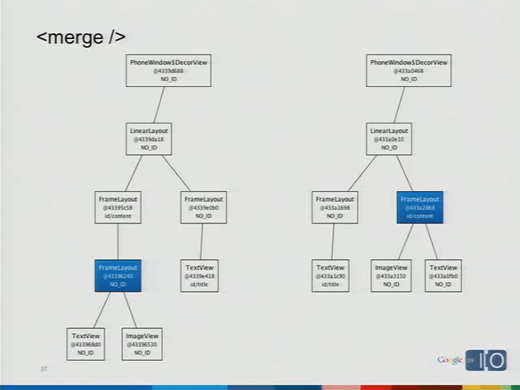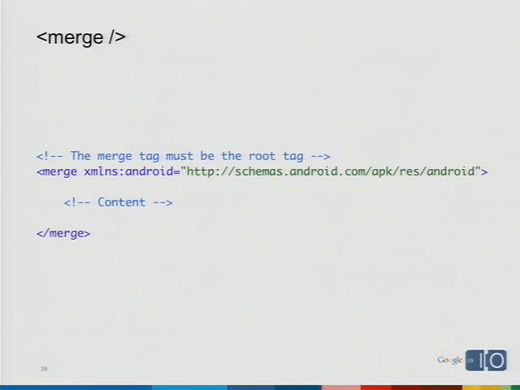So if you replace the frame layout in the XML file that you're including by a merge tag, then the hierarchy becomes the hierarchy you see on the right. And we have one level less in the hierarchy, so it's more performant, it takes less time to inflate, and so on and so on. So that's how you would use the merge tag in XML.